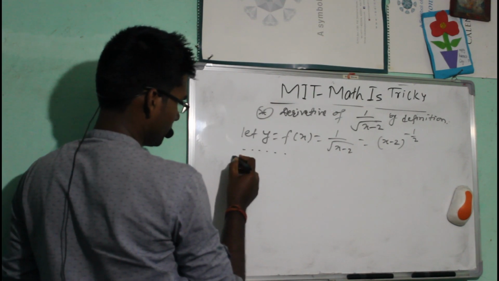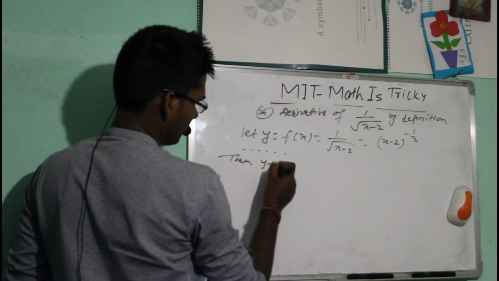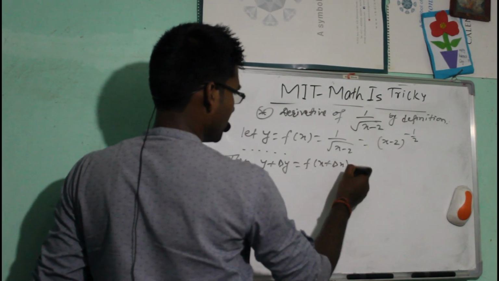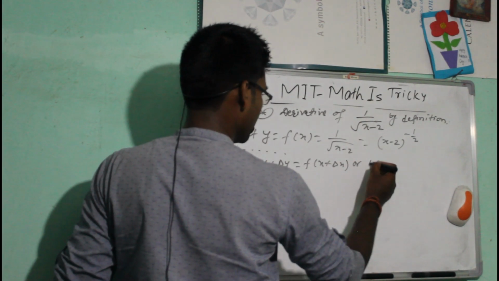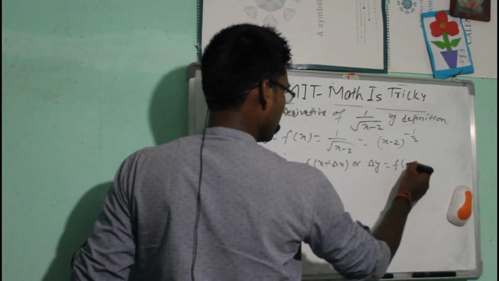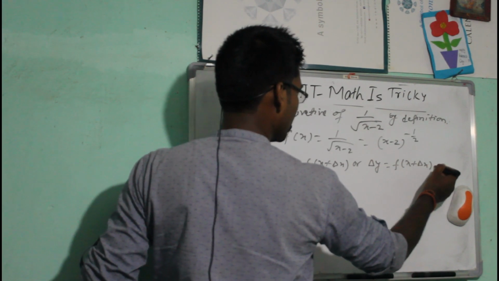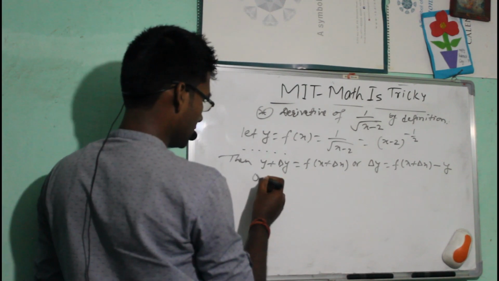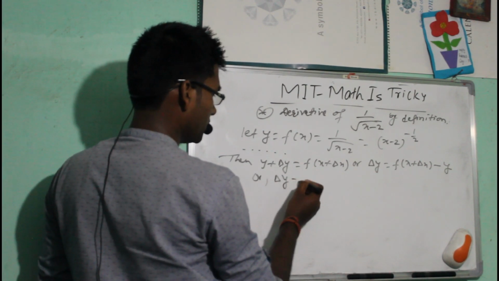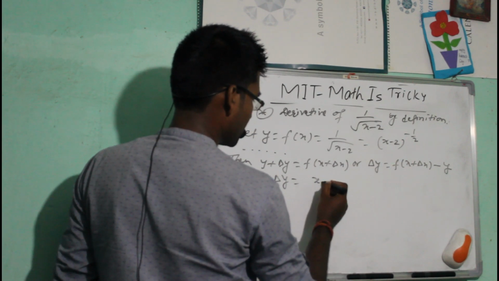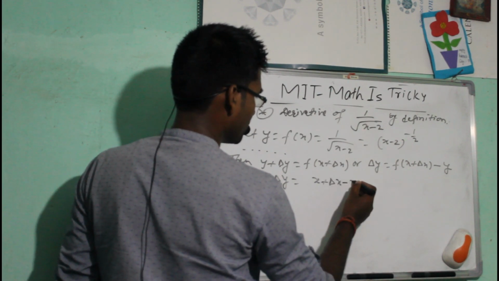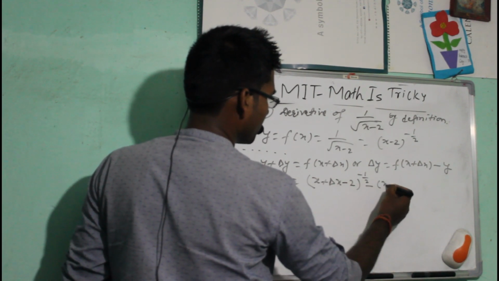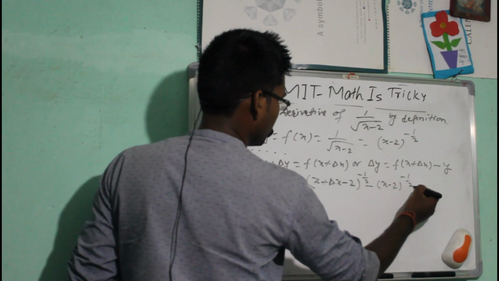So we start like this, then we can write y plus delta y equals f of x plus delta x, and that gives delta y equals f of x plus delta x minus y. So what we are getting here is delta y equals f of x plus delta x, meaning (x plus delta x minus 2) whole power minus 1 by 2 minus (x minus 2) whole power minus 1 by 2.